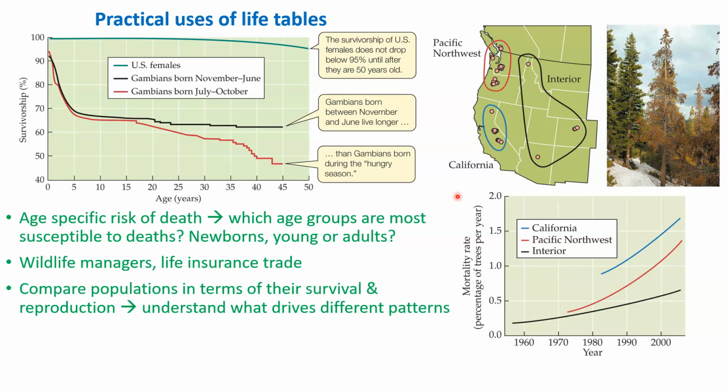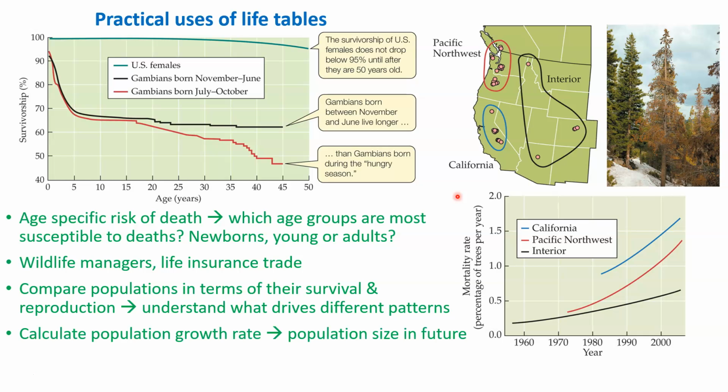So with this strategy, we can construct different life tables and different survivorship curves for different populations of the same species, right? And understand differences in their survival and reproduction. And in that way, you can understand what different environmental or external variables are responsible for different patterns of survivorship and mortality, right?